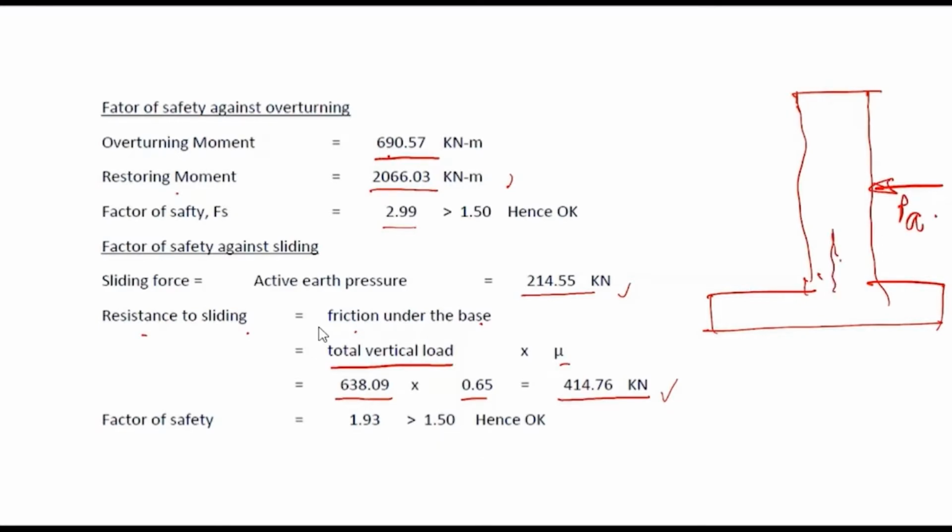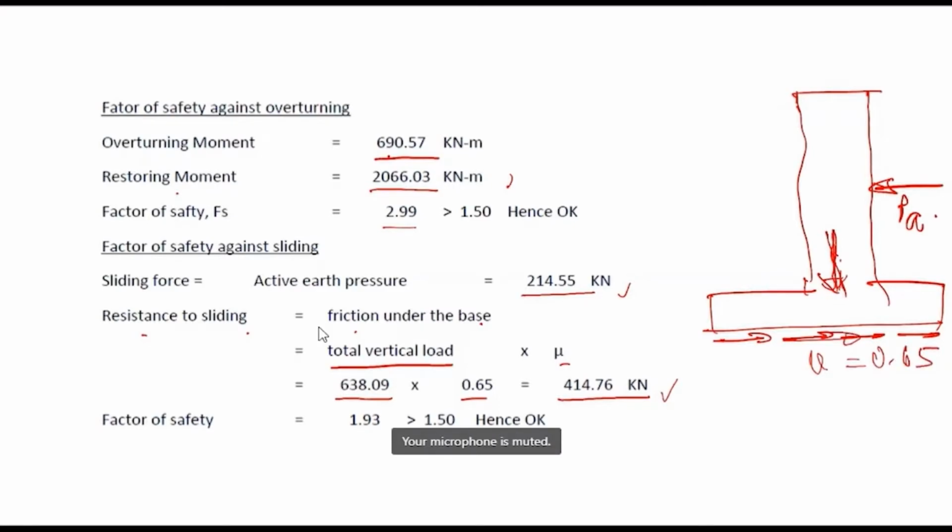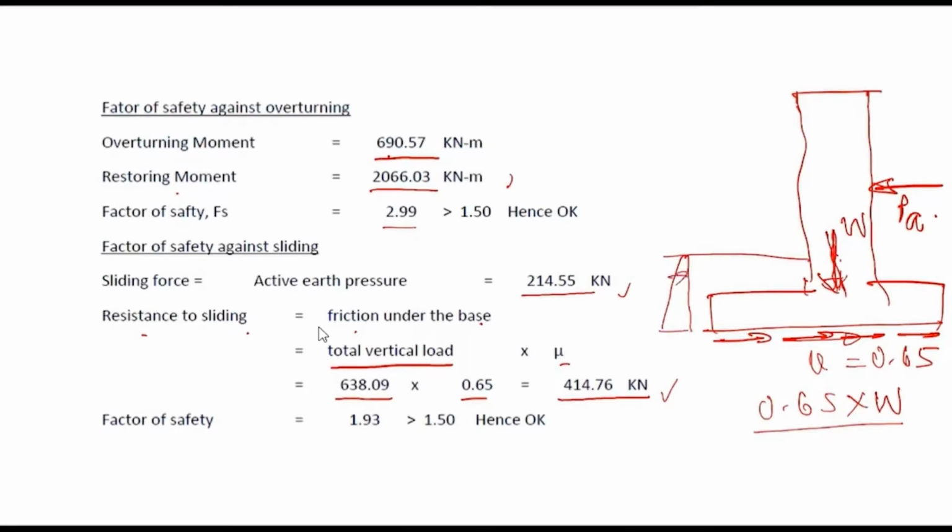Now we have calculated the total vertical force, downward force. I also know the coefficient of friction between the soil and the concrete, that mu is equal to 0.65. So the restoring force will be equal to 0.65 times W. We have neglected the contribution of passive earth pressure.